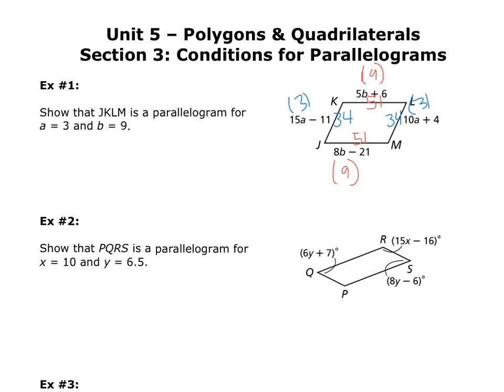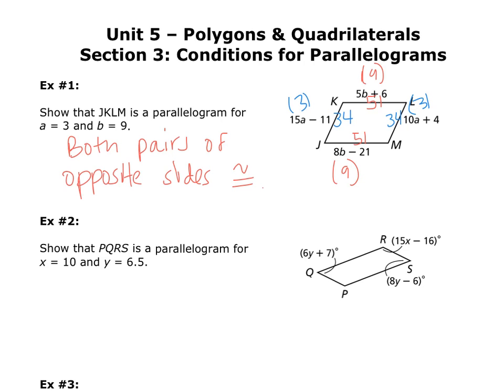So I see that both pairs of opposite sides are congruent. And so the way I'm going to show it is that's what I'm going to write out as my answer: both pairs of opposite sides congruent. And so the answer, like I said earlier, is going to be that justification.